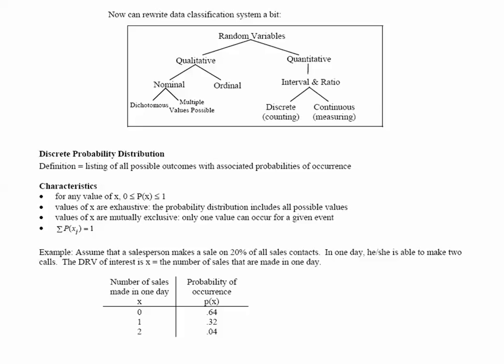I'd like to provide an example here. Let's assume that a salesperson can make a sale on 20% of his sales contacts, and in one given day he or she is only able to make 2 calls. So maybe they're traveling or have some reason that they can only make these 2 calls. Well, we have this discrete random variable that takes the value of a 0, a 1, or a 2, because a person can make somewhere between 0 sales in a day or as many as 2 sales in a day. So what we want to do is look at each possible occurrence.